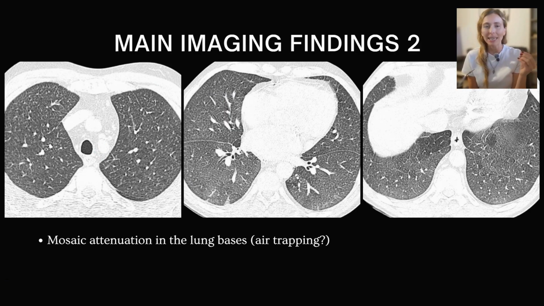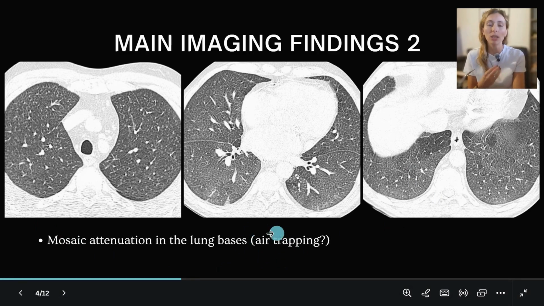Also, as you can see, predominantly in the lung bases, we can see a mosaic attenuation, some areas of higher density and other areas of low density or low attenuation in the lung. And here we do not have an expiratory acquisition, but we can think about the probability that this mosaic attenuation is caused by or due to air trapping.